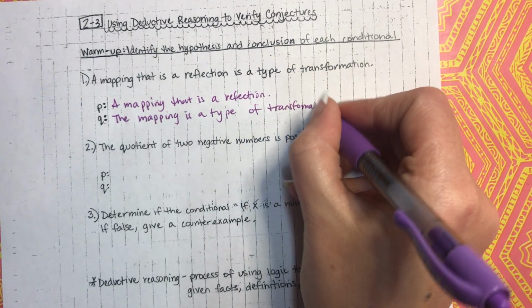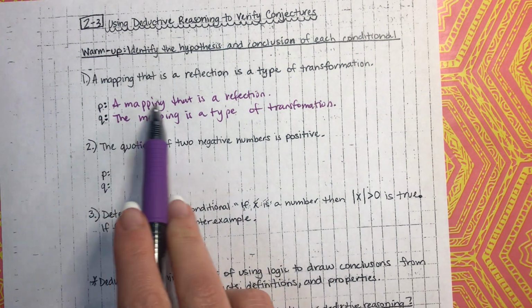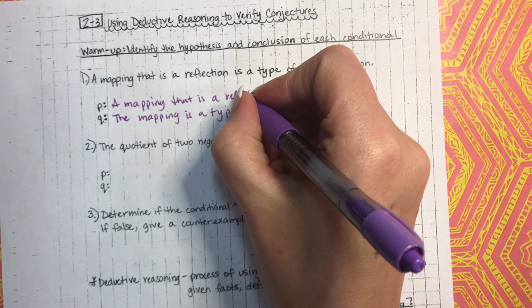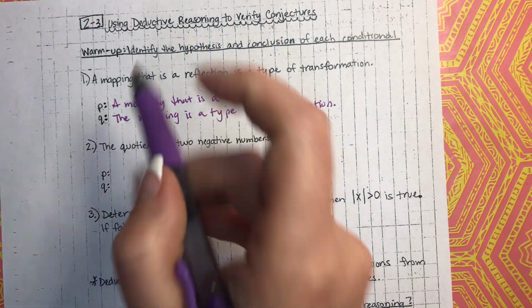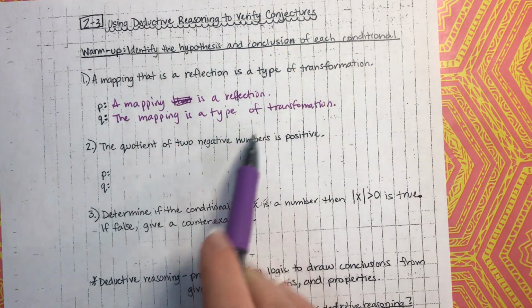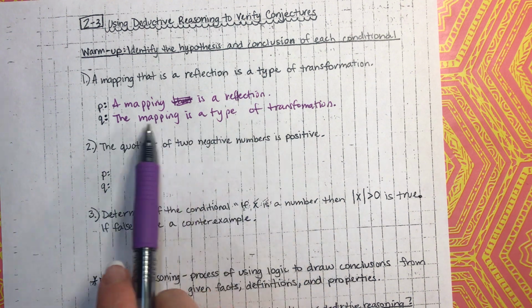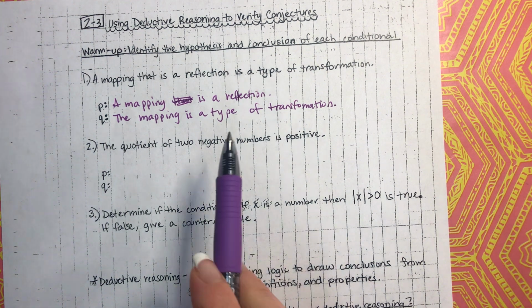Okay, and then if I wanted to say a conditional like what we're used to, I would say if a mapping is a reflection, oh, it needs an L. It shouldn't be a mapping that, it should just be is, sorry about that. A mapping is a reflection. So if a mapping is a reflection, then the mapping is a type of transformation. So that is kind of more of the conditional statements that we're used to.